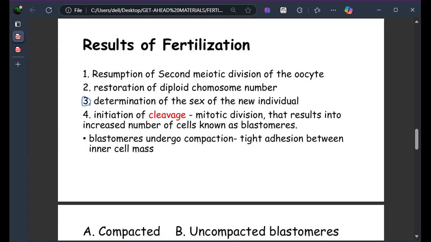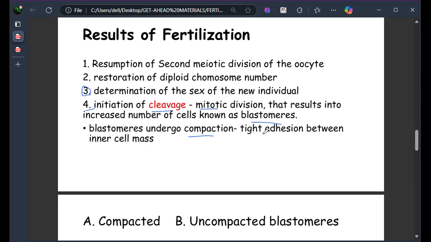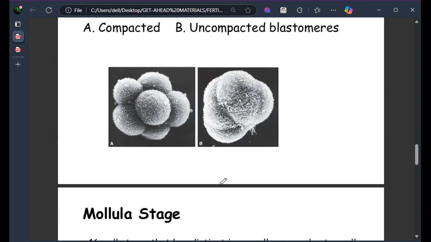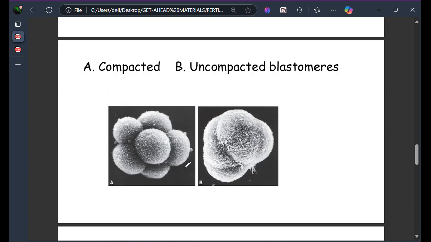Then the other thing that happens is the initiation of cleavage. What is cleavage? It is a series of mitotic divisions that result in an increase in the number of cells, known as blastomeres. Once we have this single-celled organism known as the zygote, the cell has to divide and become a full human being at some point. So cleavage has to occur. The blastomeres then undergo compaction, which is tight adhesion between the cells. So basically, the zygote will start to divide and the cell number will start to increase.